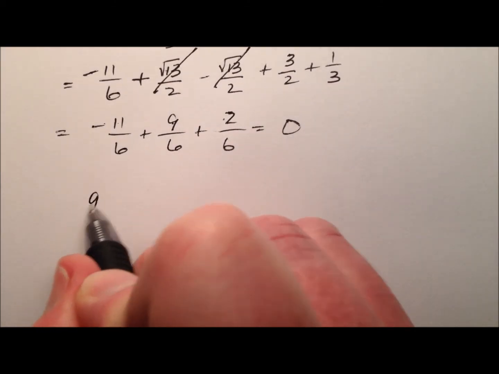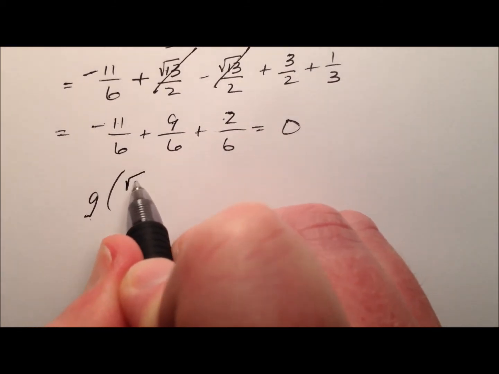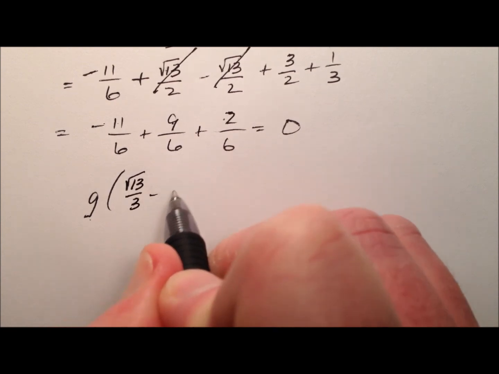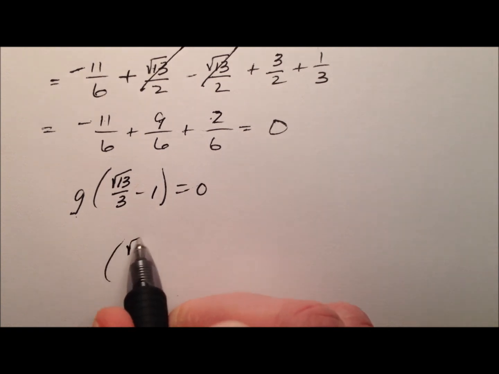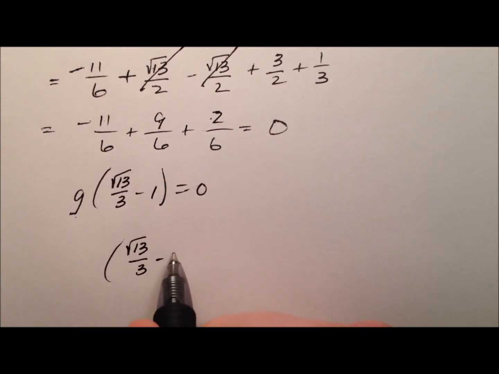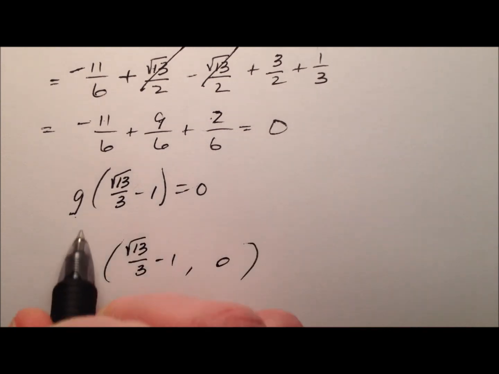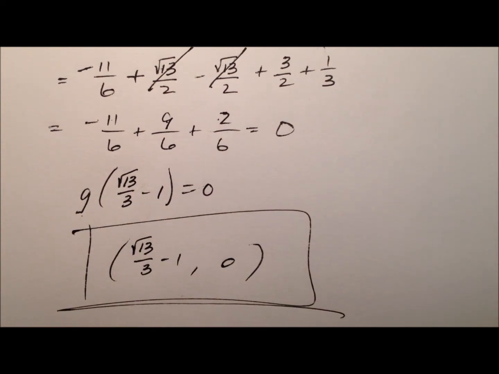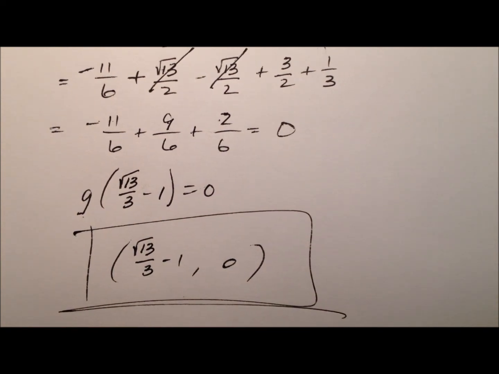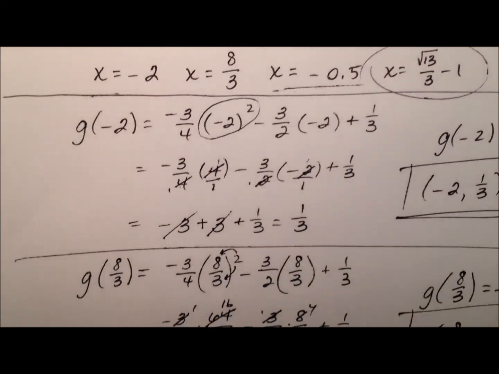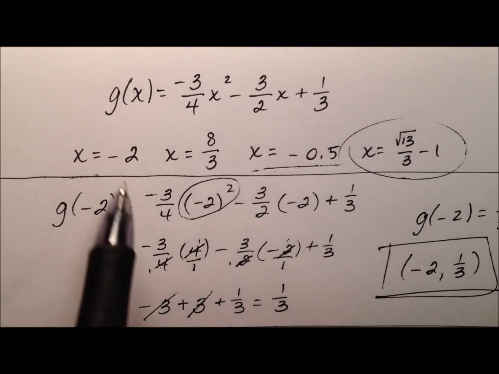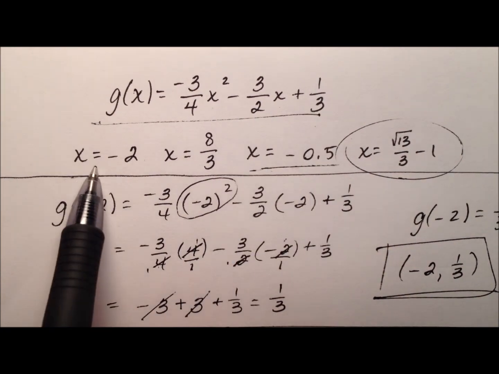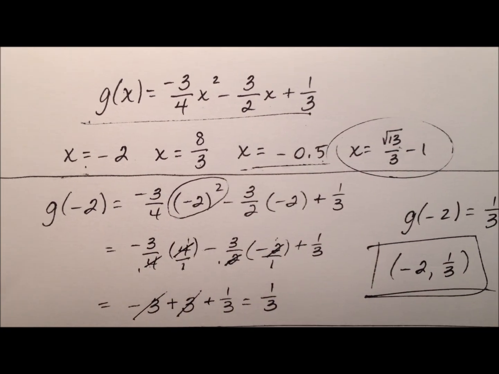So I can say G at the square root of 13 over 3 minus 1 equals 0, or I can write that as an ordered pair, as we have been doing. My input value, or my X, and then my output, or my Y, which is 0. So here was this original problem again. I'll just put it back in the camera view. So here is our original function, and here were the 4 values that we evaluated.